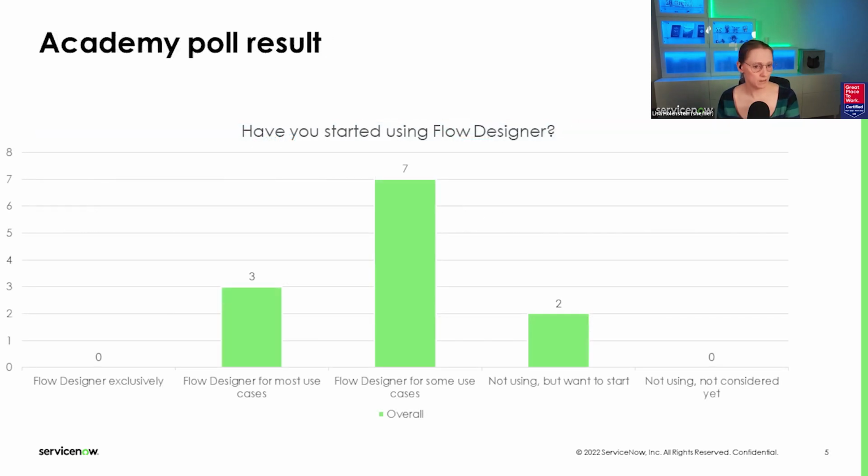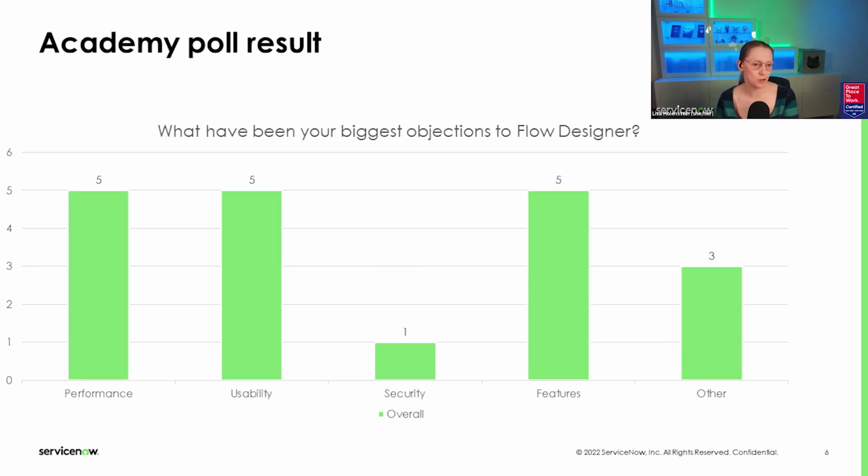We have 10 out of 12 that have been using Flow Designer, at least for some use cases, which is a good number. But I really hope I can encourage you to use it more after this session or with this session. And then what have been your biggest objections? We see features, usability, performance. So security is not as much an objection, but I can see that there's something in chat too. So Brian posted, it was error handling. Yeah. So error handling is something that should be solved with Rome and moreover also with San Diego. So I hope that objection will be out of the way soon.